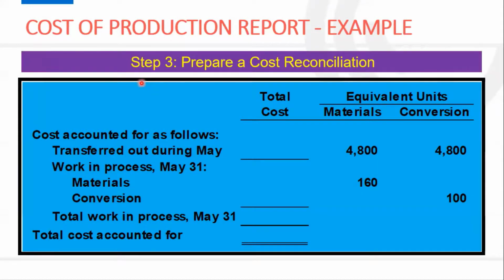Third step is to reconcile the cost. For the reconciliation of the cost, we prepare this segment. This is a cost reconciliation summary. In our first quantity schedule, we prepared opening inventory units plus received units, then total units. Then on the other side, we prepared completed units and in process units.